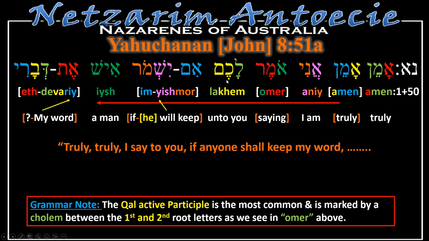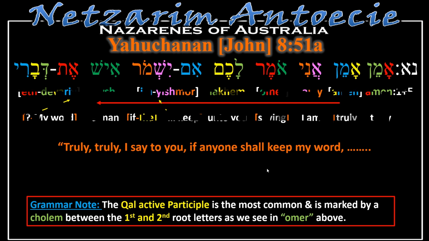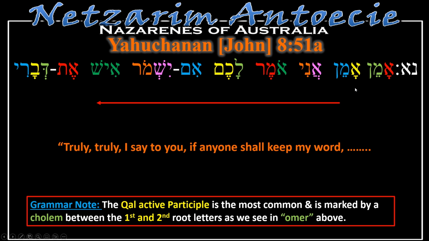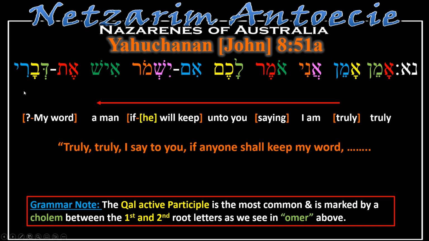And then we have la kem, unto you, im, if, yish mor, he, because when there's no pronoun, we can insert he, and it's an imperfect form, will keep, or shall keep. Ish, a man, et grammar marker, devari, meaning my word, with, of course, the chirik and the yod being my. Truly I say to you, if anyone shall keep my word. And now we can read it. Amen, amen. Ani omer lakem im yishmor ish et devari. Truly, truly, I am saying unto you, if he will keep a man, grammar marker, my word.